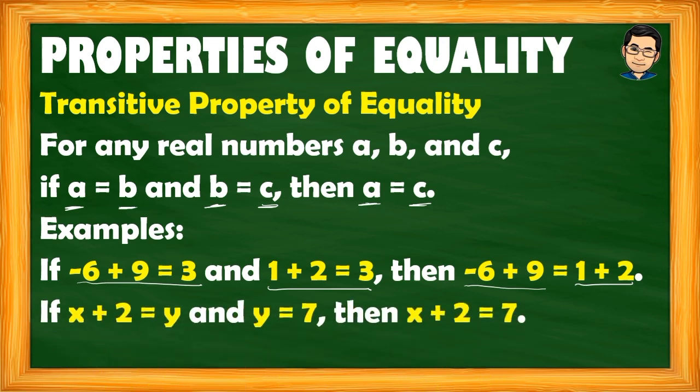Another, if x plus 2 is equal to y and y is equal to 7, then x plus 2 is equal to 7. Okay, so yung sum ng x tsaka 2 equal dun sa y. So if the value of y is 7, then x plus 2 is equal to 7. So yan lang po yung transitive property of equality.